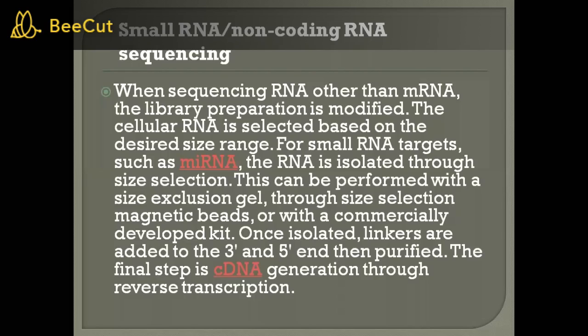So if we have to sequence small RNA or non-coding RNA, we have to carry out some modification. The modification is that we have to select that RNA based on the desired size range. Let us take the example of miRNA. For this, RNA has to be isolated through size selection. Size exclusion gel and magnetic beads can be used. Through this, we can find the RNA of the desired size. After getting that, we have to add the linker, and after this we carry out the reverse transcription.